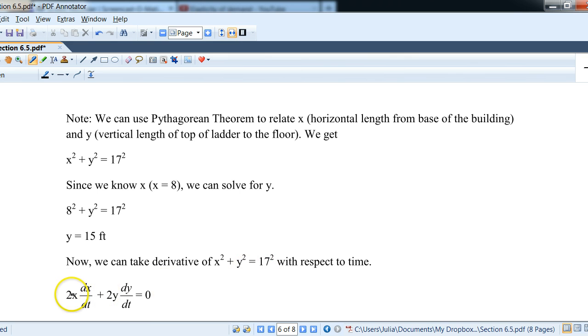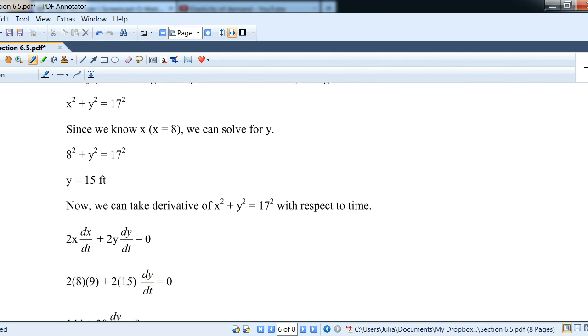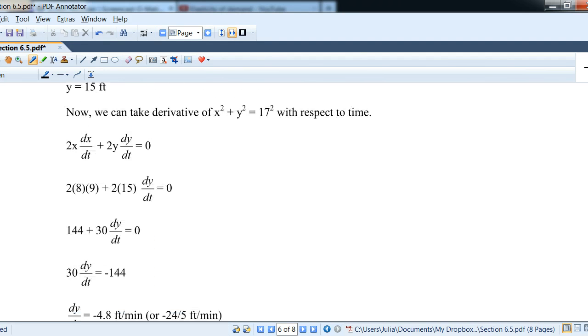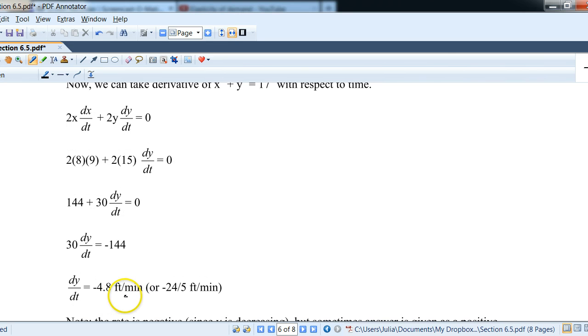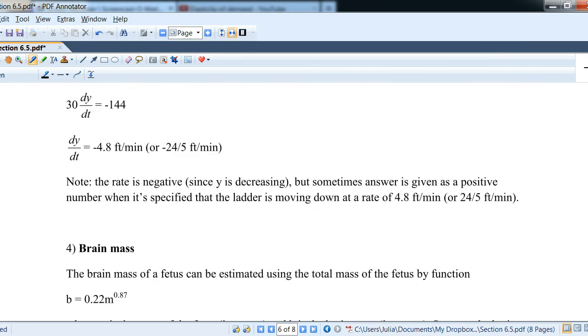So you take the derivative, so we'll get 2x times dx/dt plus 2y times dy/dt, and again this is equal to 0. Then you can plug in, so it's 2 times 8 times 9 plus 2 times 15 times dy/dt, and you can solve for dy/dt. I believe I got dy/dt to be negative 4.8 feet per minute, or negative 24/5. So the answer should be negative, but if it's specified that the ladder is moving down, then you can say it's at a positive rate. In the answers in my math hub, for example, that's how you would specify.